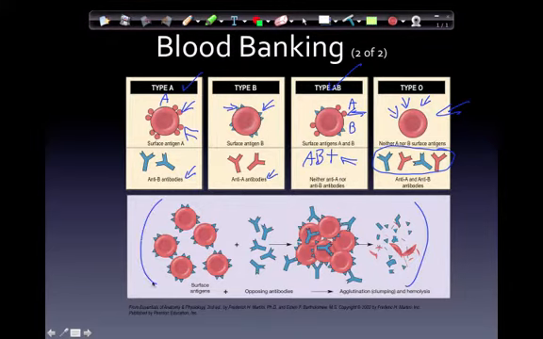This is what happens in the cellular compartment if we get the wrong blood typing. We have an antigen-antibody reaction, and it could lead to hemolysis, which is breaking down of the red blood cells.